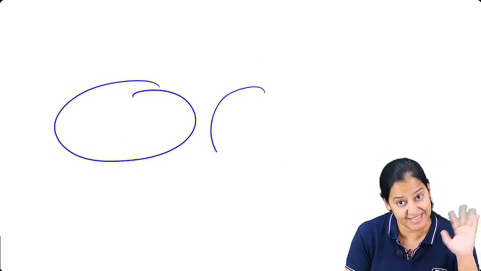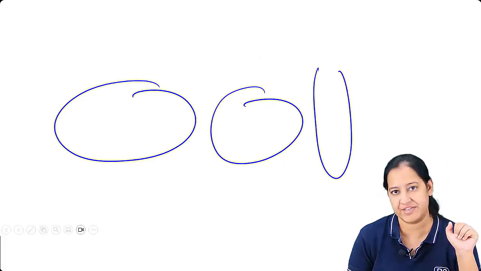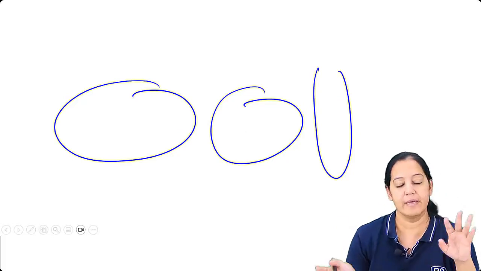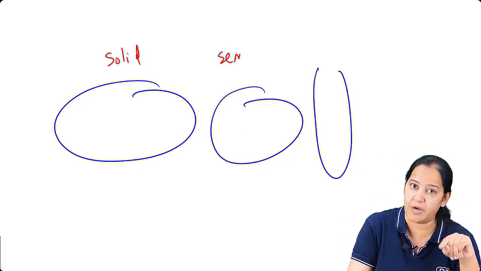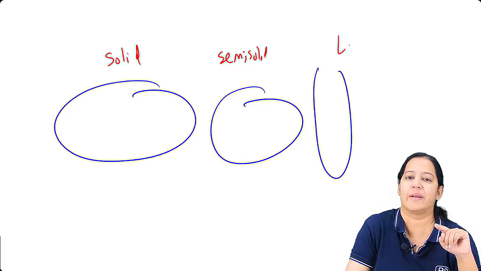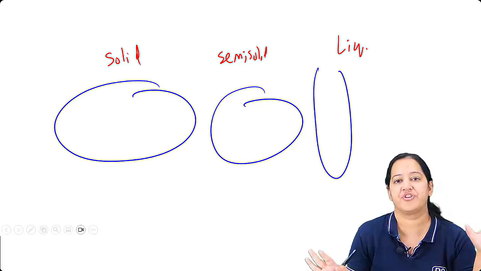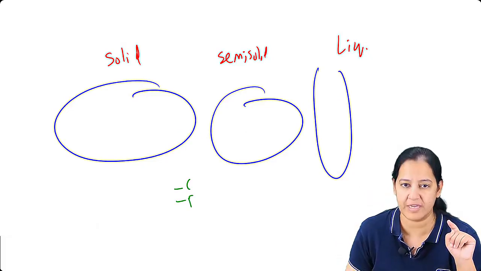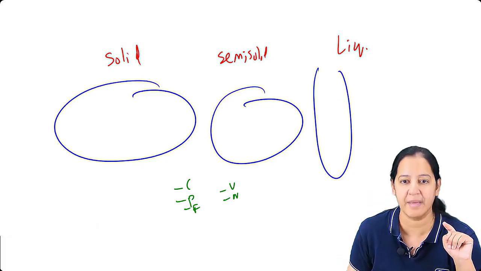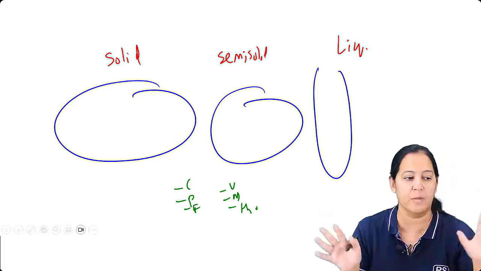Culture media are basically of 3 types: solid, semi-solid, and liquid. In all the culture media, whether solid, semi-solid, or liquid, they all contain nutrition. So basically we are giving carbohydrate, protein, fat, vitamin, mineral, water, everything to the bacteria in this culture media.